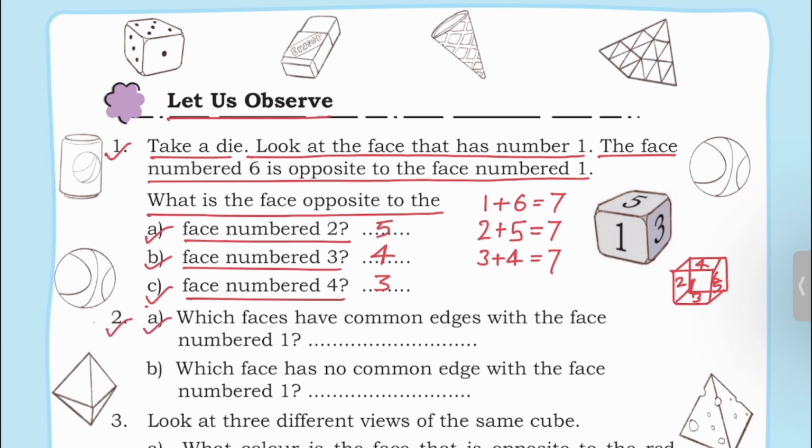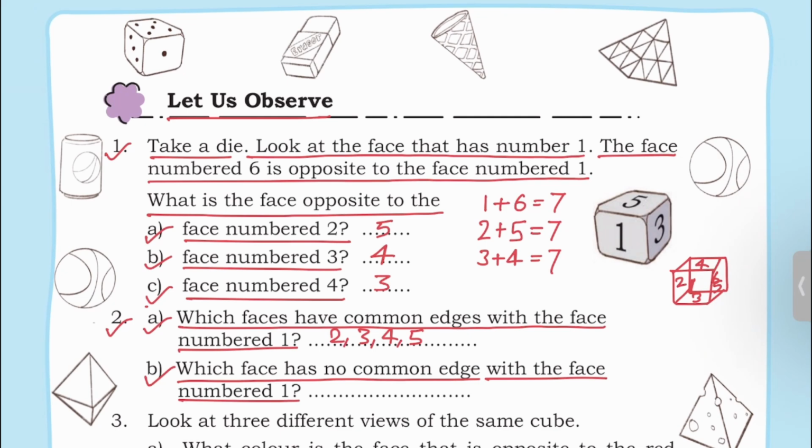2. A. Which faces have common edges with the face numbered 1? All the faces except face numbered 6 share their edges with face numbered 1. The answer is 2, 3, 4, 5. That means face numbered 2, 3, 4, 5. B. Which face has no common edge with the face numbered 1? That means the face opposite to face numbered 1.